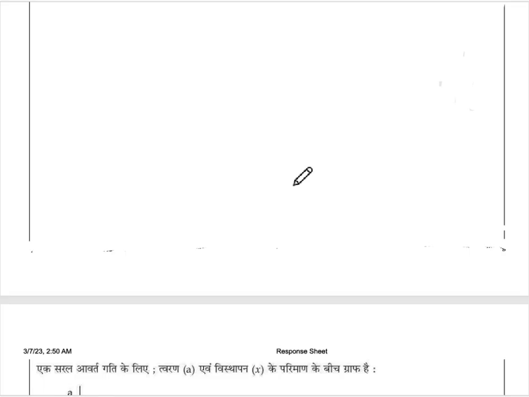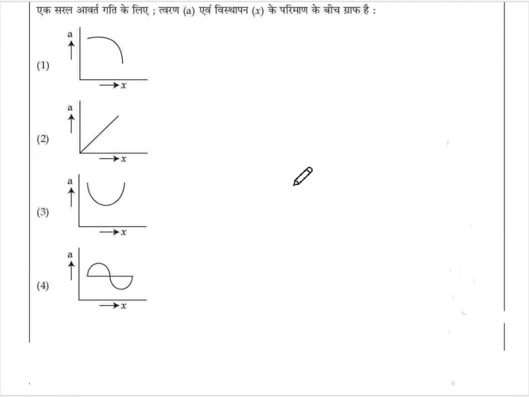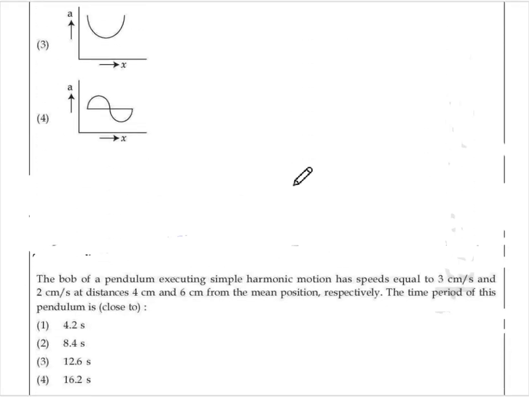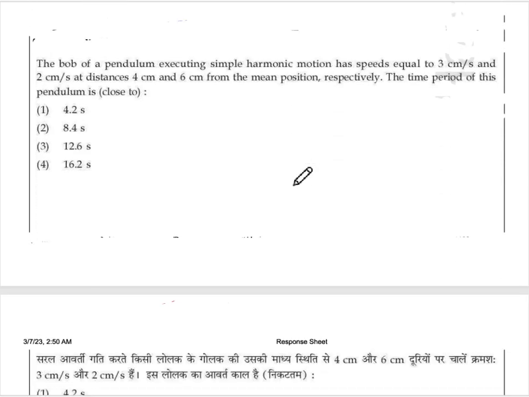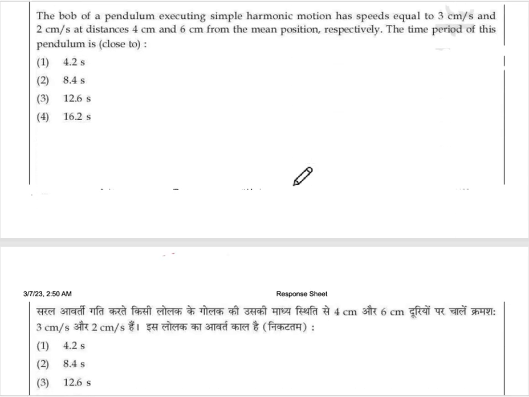So our next question is, this is its Hindi version, so you can stop it and read the question. The bob of a pendulum executing simple harmonic motion has speed equal to 3 centimeter per second and 2 centimeter per second at a distance of 4 centimeter and 6 centimeter from its mean position respectively. The question is asking us to find the time period of this pendulum. Okay, so velocity is given. So we have one formula.